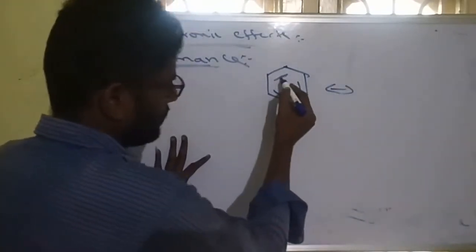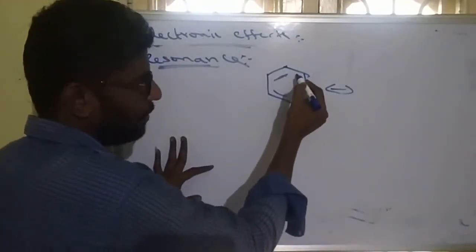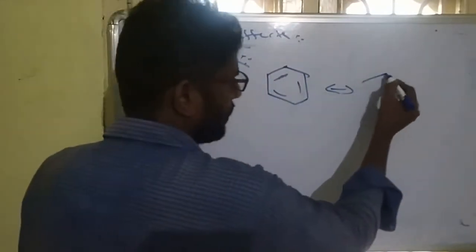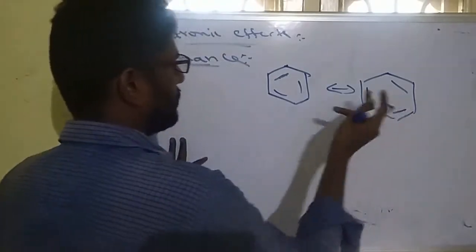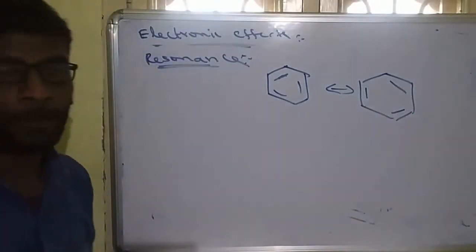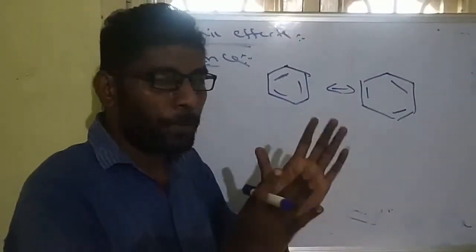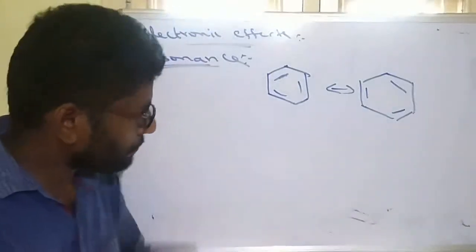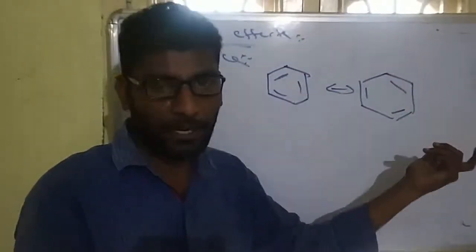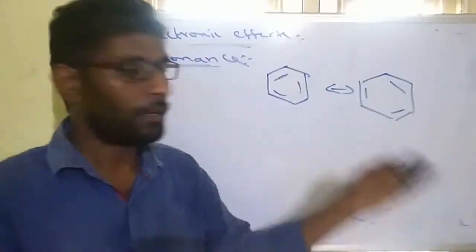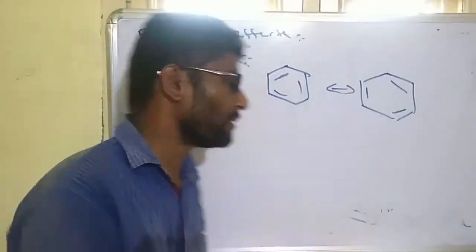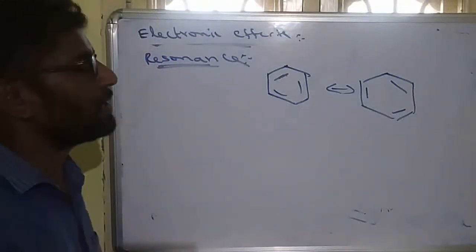So this is a pi bond. This is a single bond, pi bond, and alternate positions are there. This pi bond's position can be changed like this. This is also benzene, this is also benzene. So what is the difference in these two? The position of the pi bond. When the pi bond position is different, the remaining atoms are not changing. In resonance, atoms are the same. Only the pi bond position will be different. Then these molecules are called resonance structures.